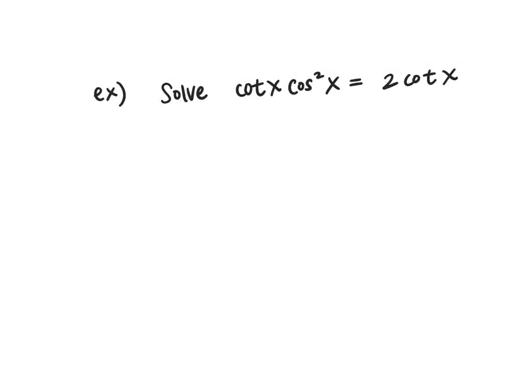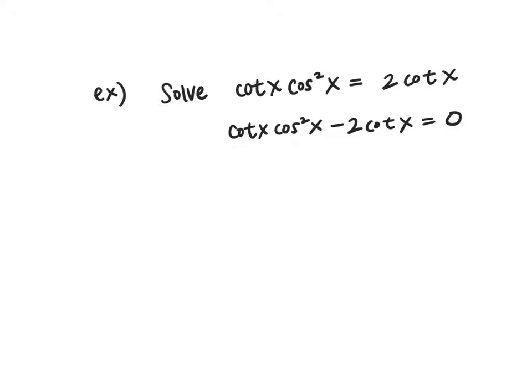Okay, here's another example. Solve cotangent of x cosine squared x equals 2 cotangent of x. Notice we have two different types of functions, so you're going to have to figure something out here. One thing I can do is subtract this 2 cotangent of x onto the other side. And then notice that I have this expression where I have a common factor of cotangent of x.